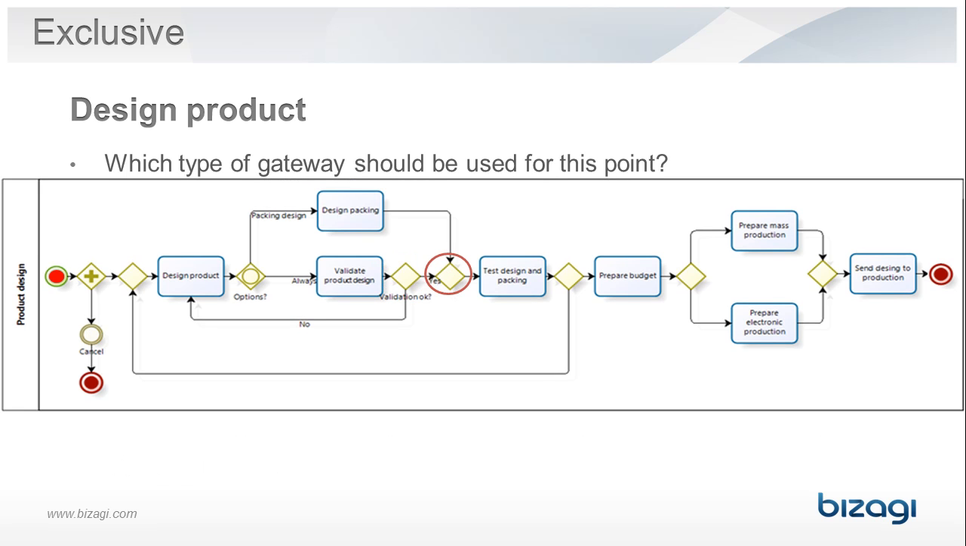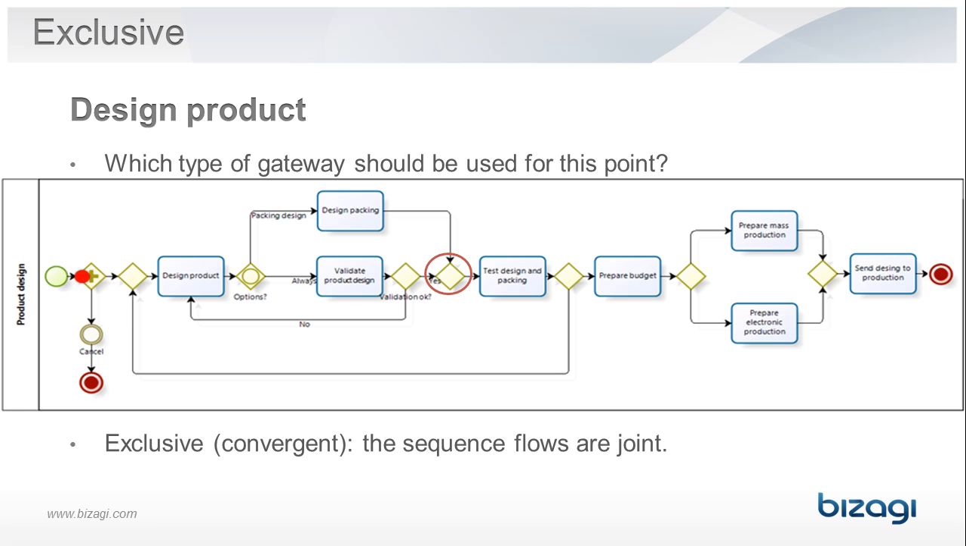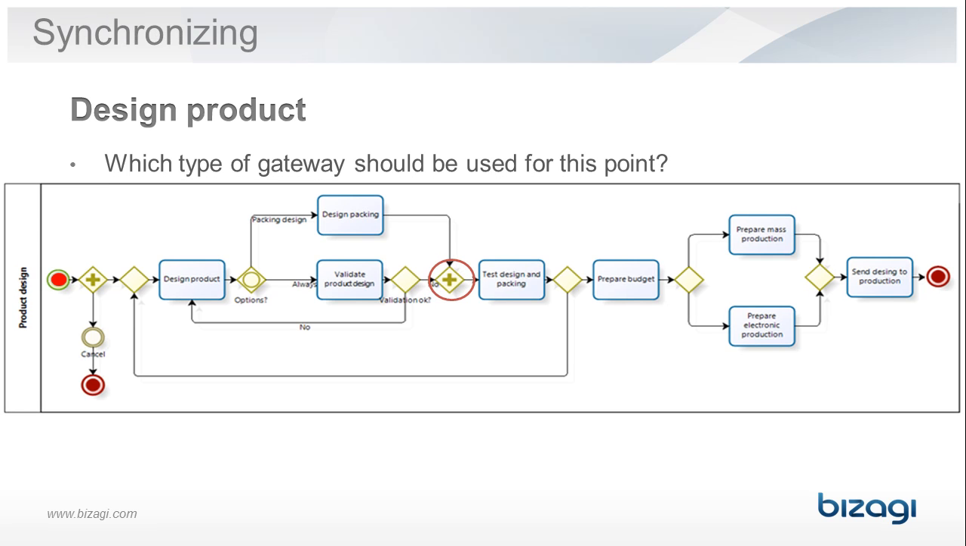The next gateway should represent that the product and packaging design should be finalized before they can be tested. This is a convergent gateway. See the simulation when an exclusive gateway is used. In this case, the testing, design and packaging activity will be executed twice. This is not correct. Additionally, both the product and packaging design should be finalized to test them.